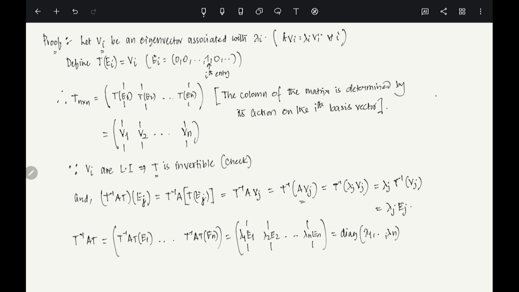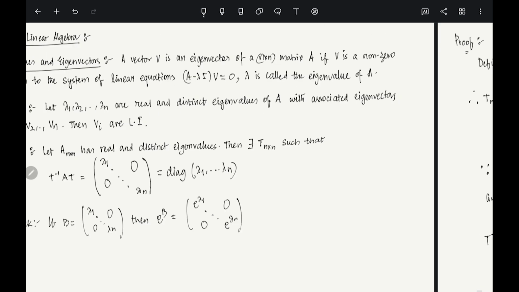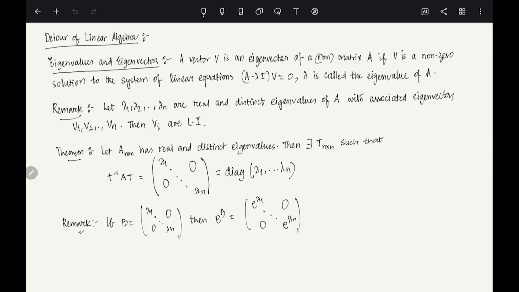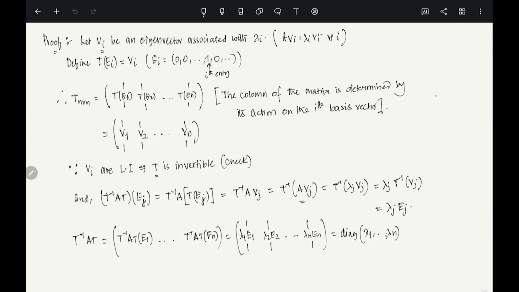Is this okay? So what did we learn? We learned that if A is a matrix with real and distinct eigenvalues, this is very important, then of course there are other situations also, but in this situation you can always find a transformation which reduces A. So basically T inverse AT is going to be the diagonal matrix, okay, right.